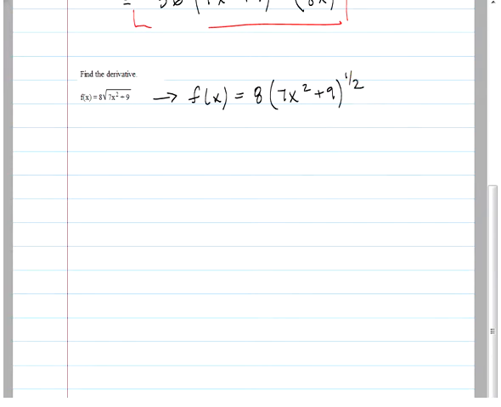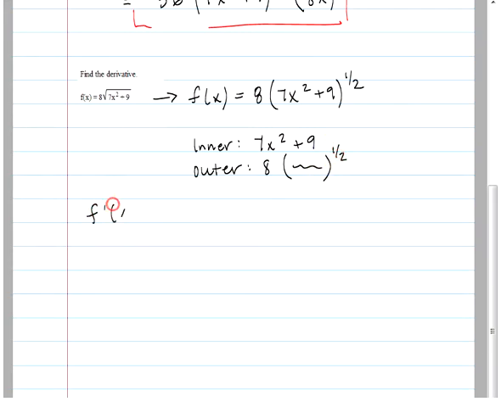And then we have a situation that looks very similar to the first two examples, where our inner function is what's in parentheses, or what was under the radical. So 7x squared plus 9. And then the outer function is 8, and then we don't really care what's in parentheses. We've already accounted for that in the inner function. And then that raised to the 1/2 power.